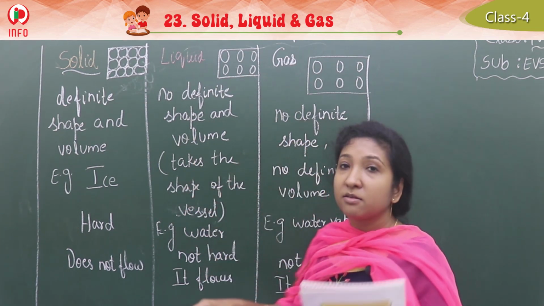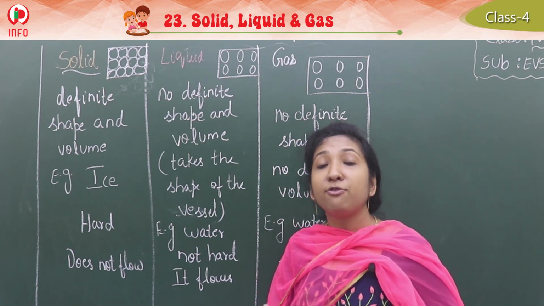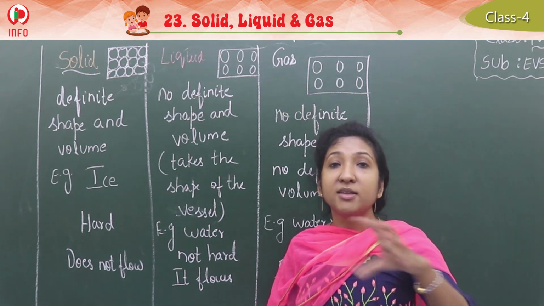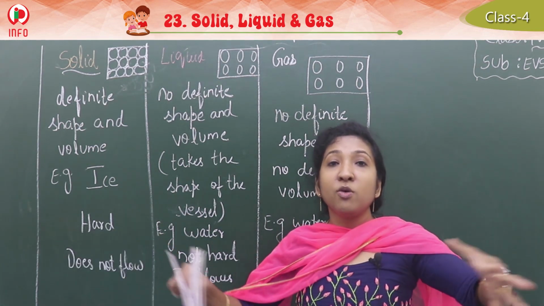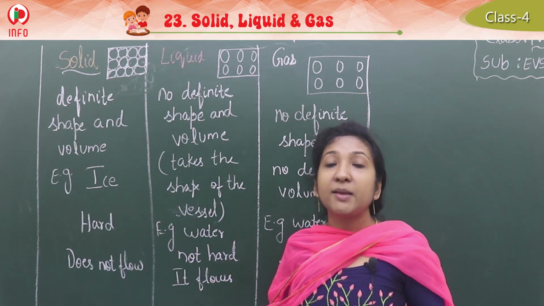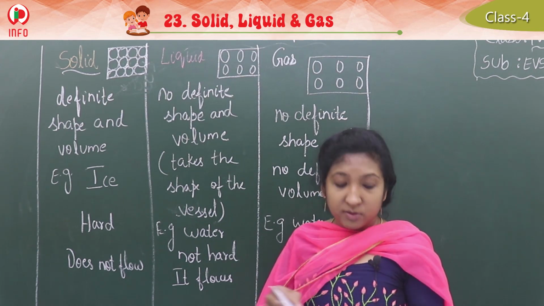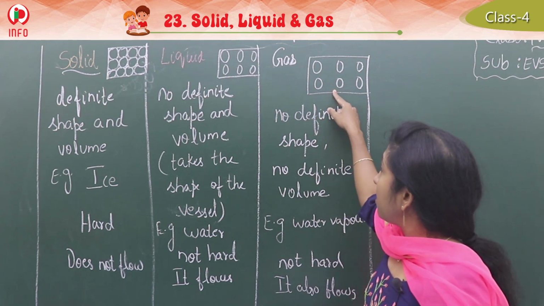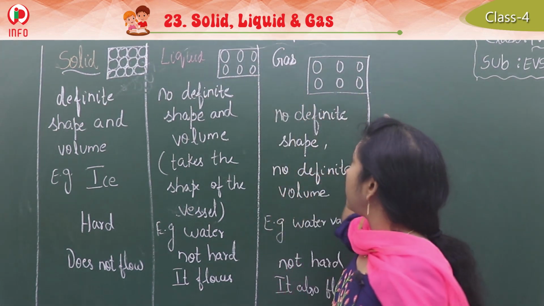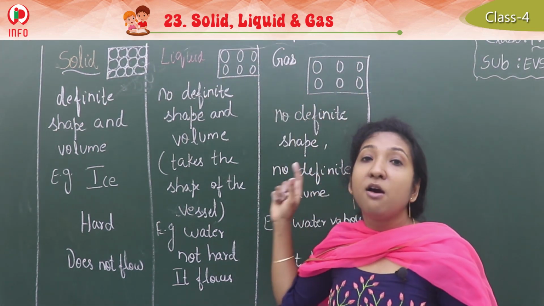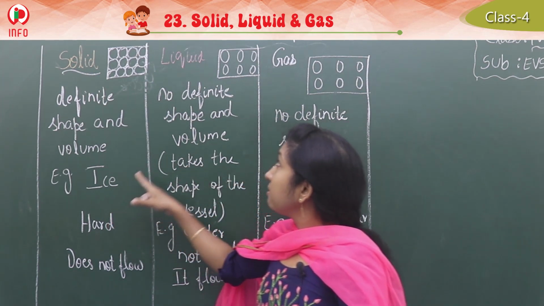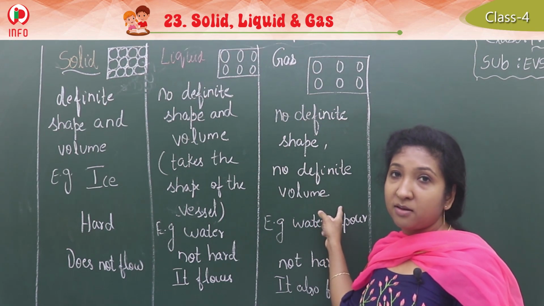In gas, they can move very freely because the attraction between the molecules is not there actually. They are very free to move. They are not at all closely packed. So they have a very weak force of attraction between them. So they don't have definite shape and no definite volume. We can take the example of ice, water, water vapor.